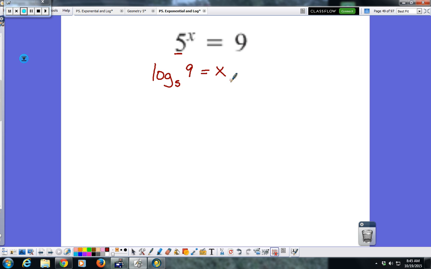X is by itself. The only issue you have is how in the world do you plug that into your calculator? And I'm going to get ahead of myself and we'll talk about this later, but it's called the change of base formula.